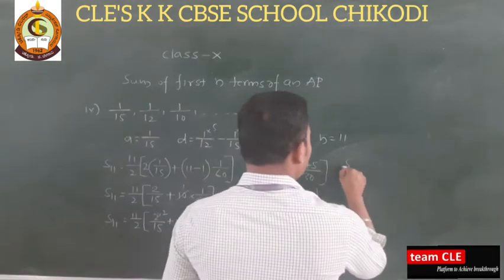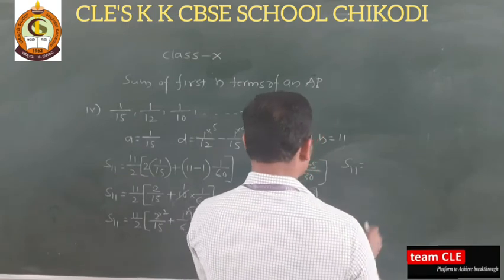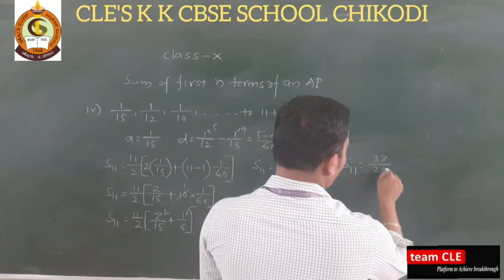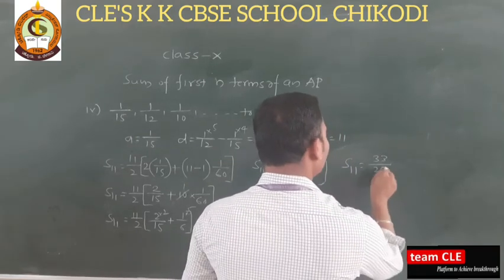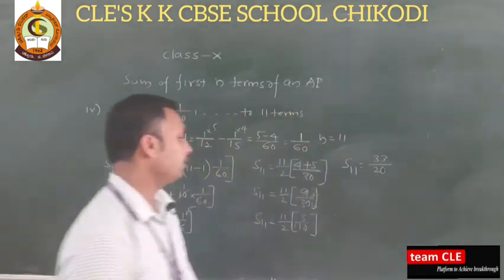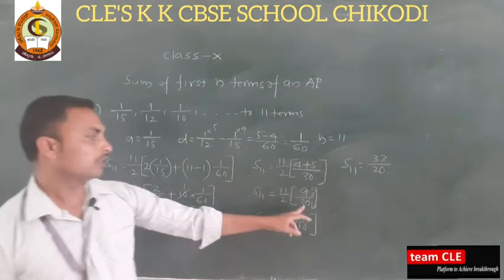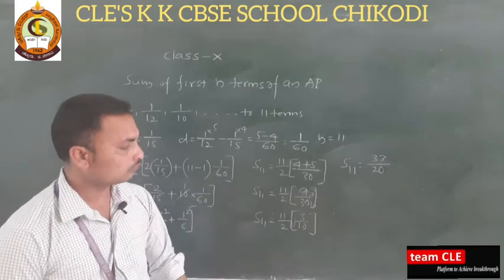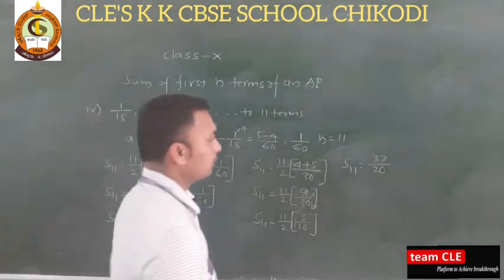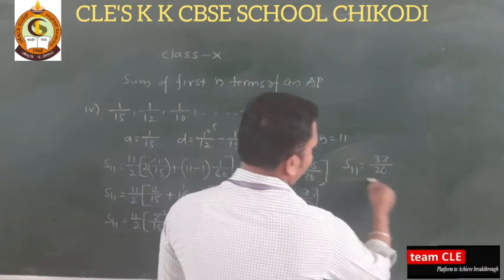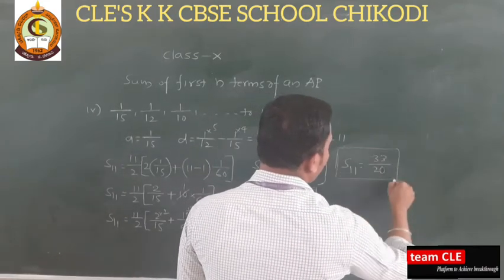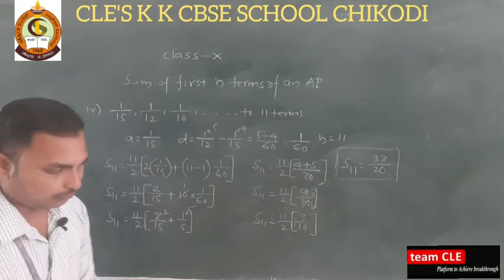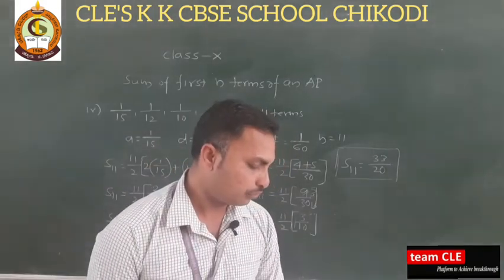Now S11 is equal to 11 into 3, 33 by 20. Is there any possibilities? No possibilities. 33 by 20 we will get. 3 into 11 is 33, 2 into 10 is 20. 33 by 20, once you can check the answers. So this is what we can say the sum of first 11 terms here. This is the first main question.